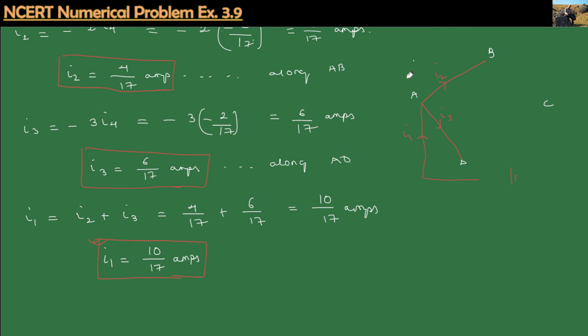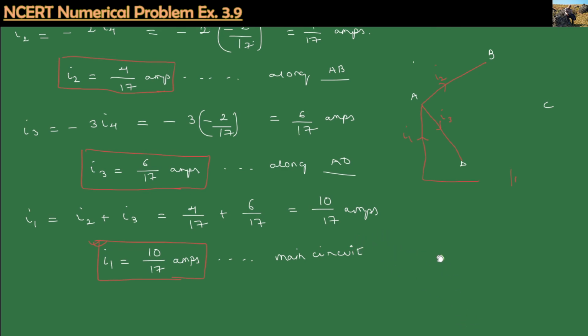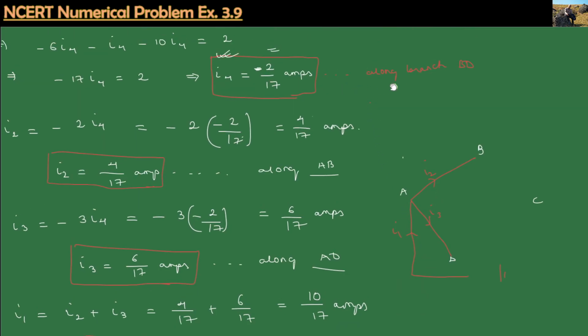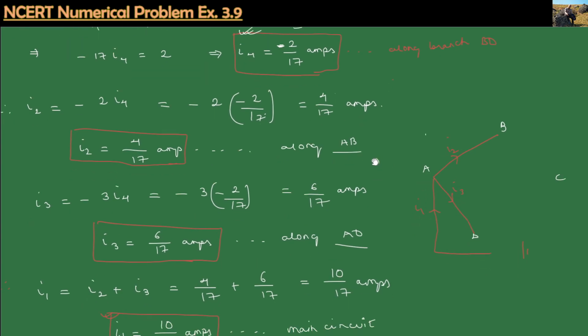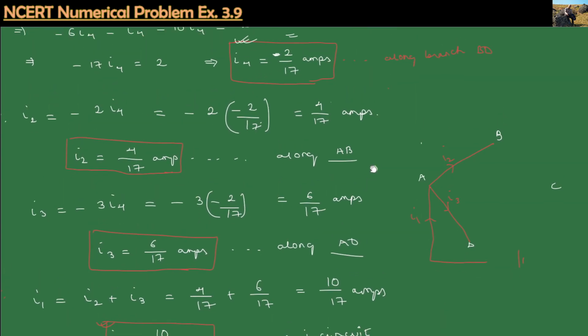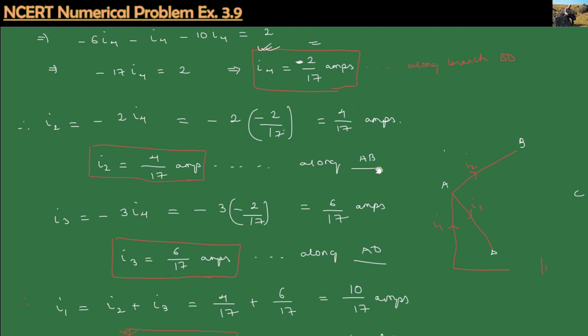Then this I2 will be along branch AB. This I1 will be the main current, the current in the main circuit, and that current I4 will be given by that equation. This is the current along branch BD, which is minus 2 by 17. So that is the way to solve these problems during your examination time. So just focus and review again so that you will get a clear clarity. Thank you.